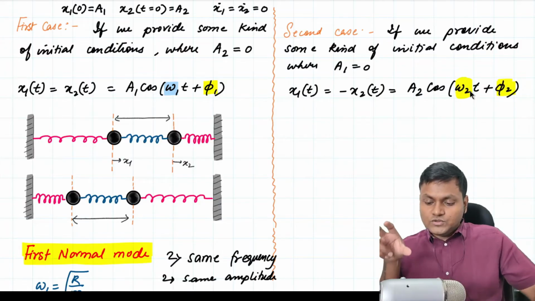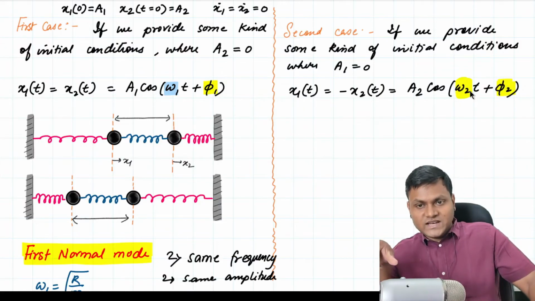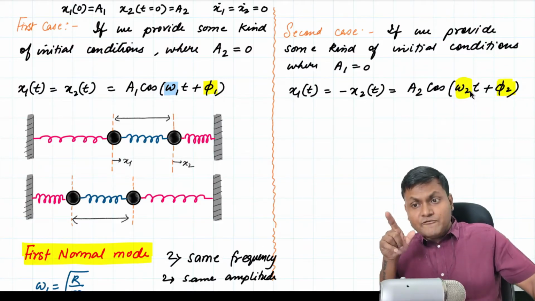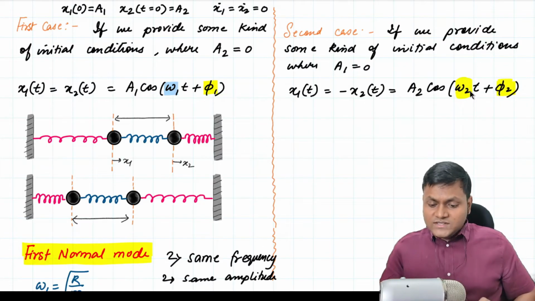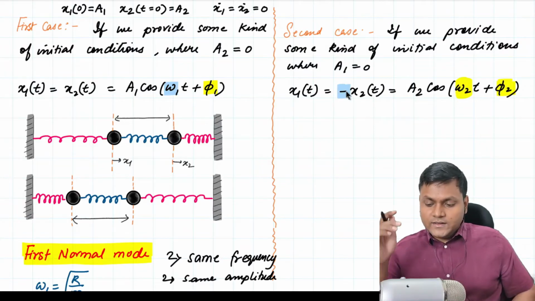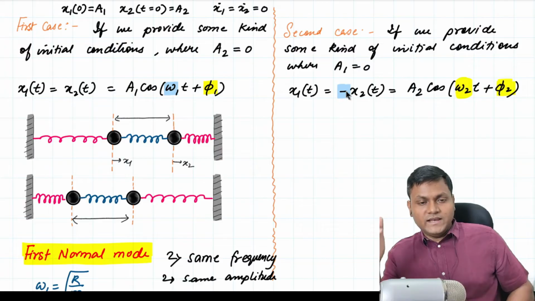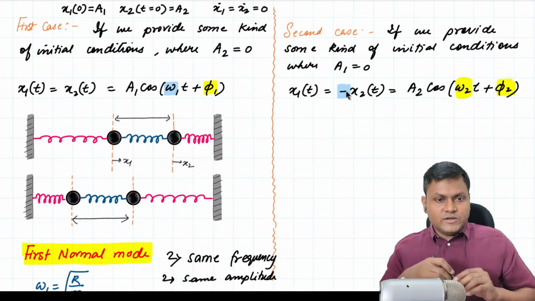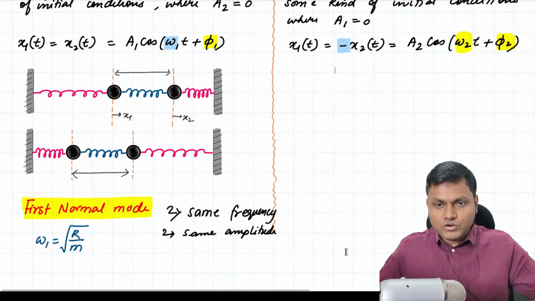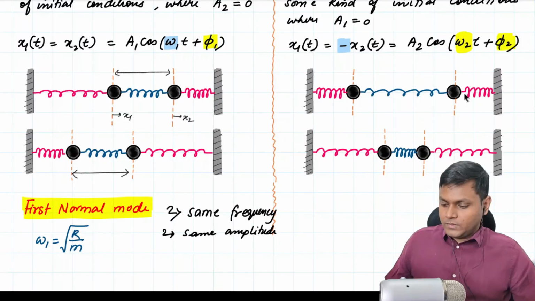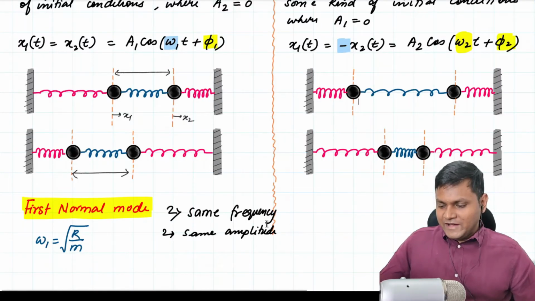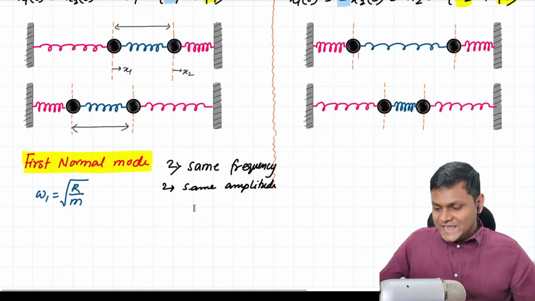So under those situations where the constant A1 is 0, both the masses will oscillate with the same frequency, but because there is a minus sign here, both of them will be out of phase with respect to each other by, let's suppose, 180 degrees. Let me draw a schematic to show you the motion that can be visualized. So here we have the schematic for the second normal mode.